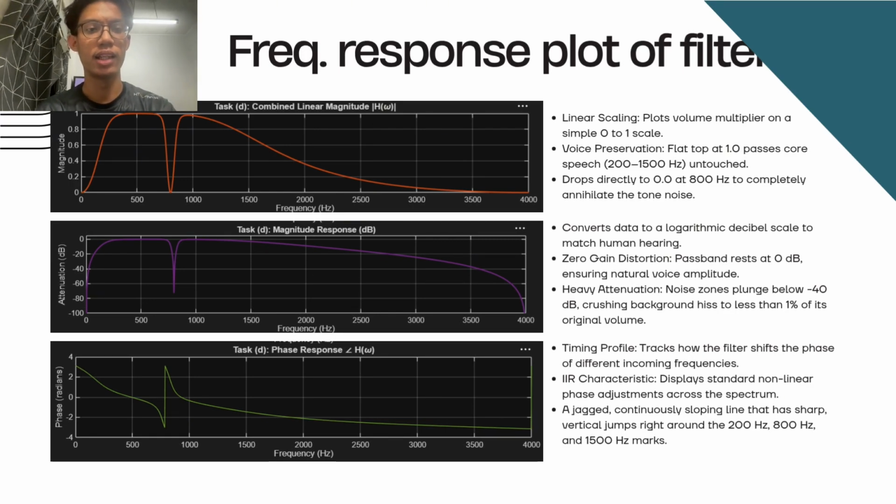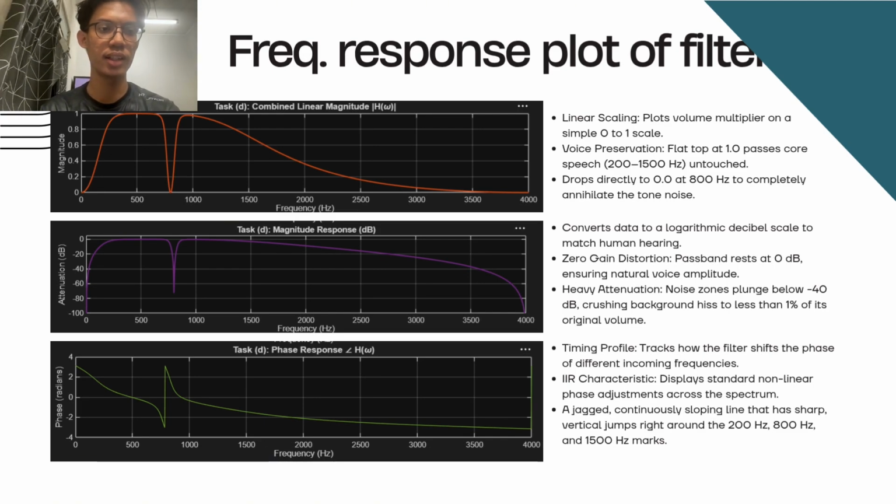Then for the middle graph, it is the magnitude response in decibels. Based on audio engineering, a drop of 6 dB cuts the volume in half. Based on our graph, at 800 Hz, the tone goes down past negative 40 dB. This means hiss and whistling sound are reduced to less than 1% of their original level, so the sound can't be heard.